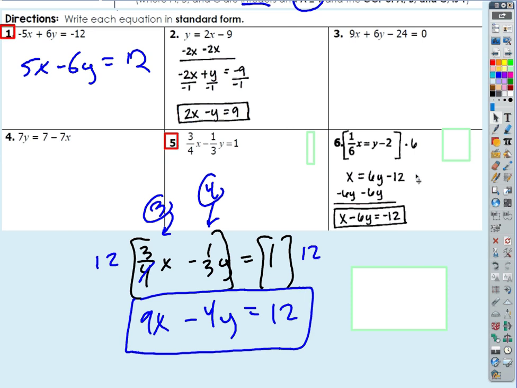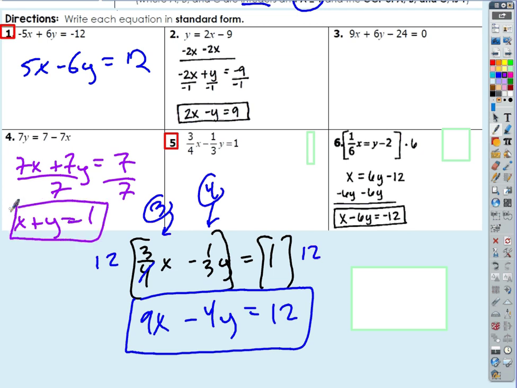Yes, Eric. So on 4, you get 7x plus 7y equals 7. Do you have to simplify that down? You would, right. So that's a good one to look at too. If I add the 7x to this side, everybody agree we're going to get 7x plus 7y equals 7, right? Okay, so then I could divide everything by 7, because 7 is a common factor, and make that look simpler. If I divide both sides by 7, I just get x plus y equals 1. Make sense? Okay? All right.